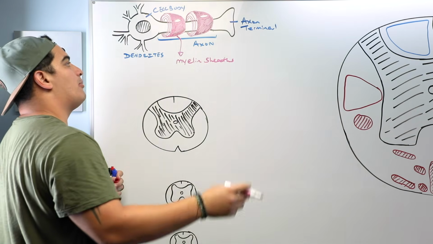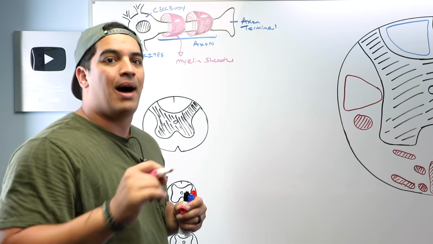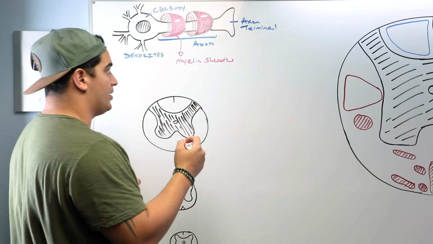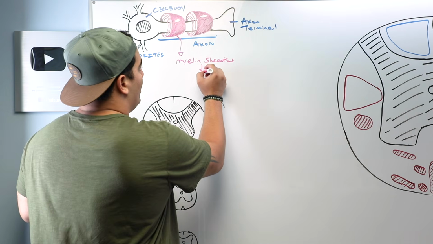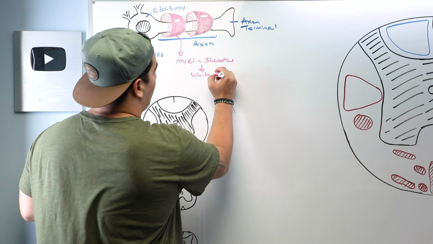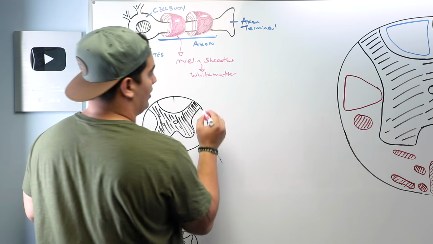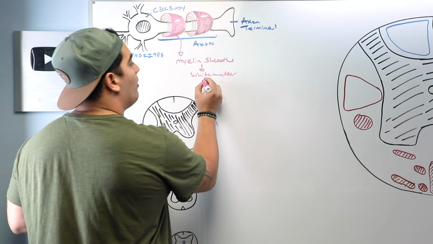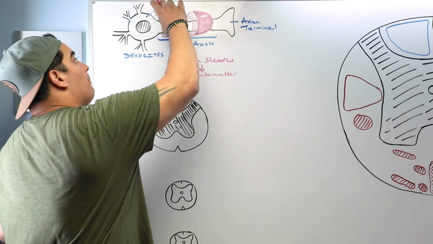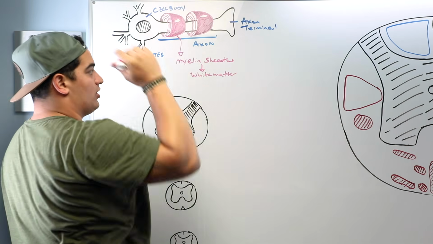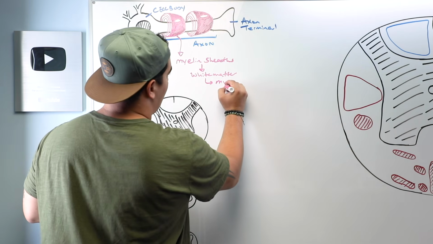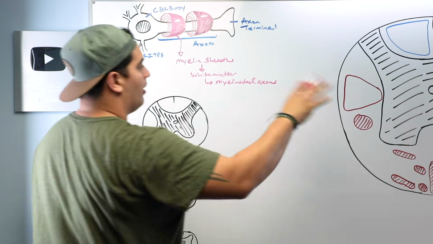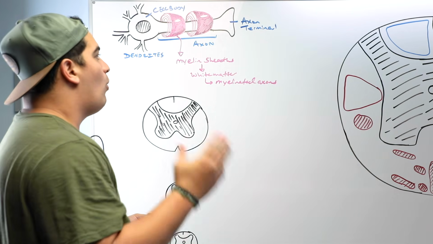Now, anywhere on a neuron that you see myelin, remember that it gives the neuron a whitish appearance. So the myelin sheath gives off a white matter appearance. When we talk about white matter, I want you to primarily remember that it is the myelinated axons. What is white matter? It is the myelinated axons. Done. All right, so we know what white matter is.